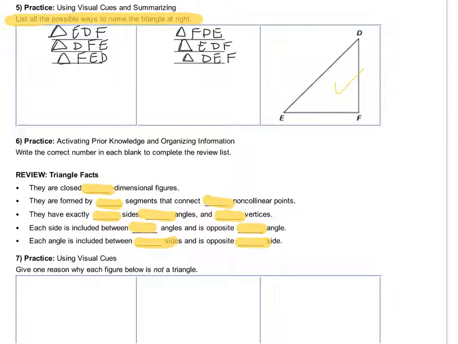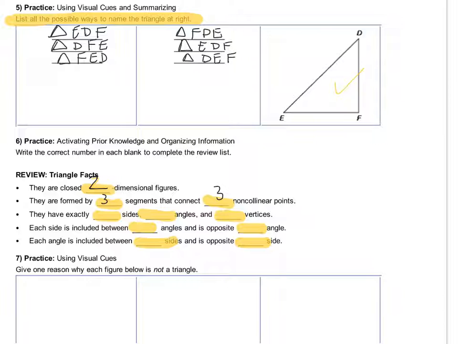So just in practice, some things you learned from Unit 1, they are triangle facts. Triangles are closed, two-dimensional figures. Let me do that in black so you can see it better. They are formed by three segments that connect three non-collinear points. And remember, non-collinear just means not on the same line.